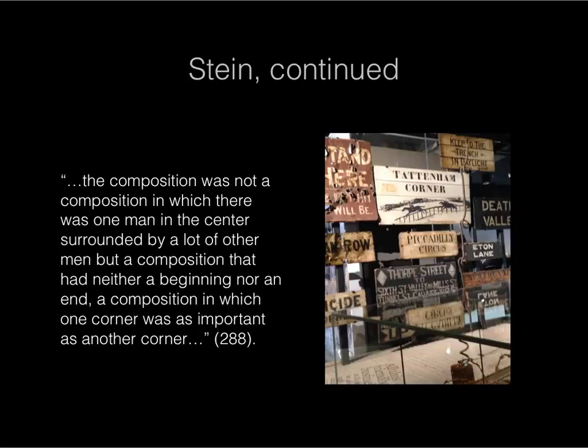She goes on to say that the composition was not a composition in which there was one man in the center, surrounded by a lot of other men, but a composition that had neither a beginning nor an end, a composition in which one corner was as important as another corner. In other words, there is no longer a privileged standpoint.